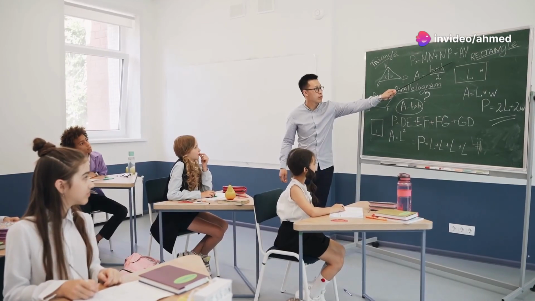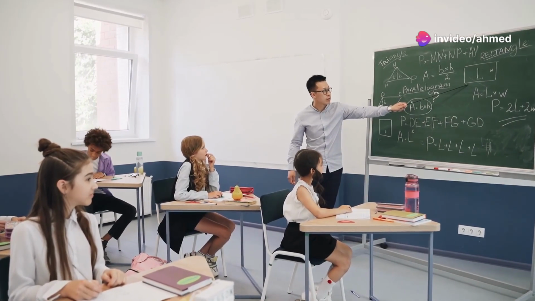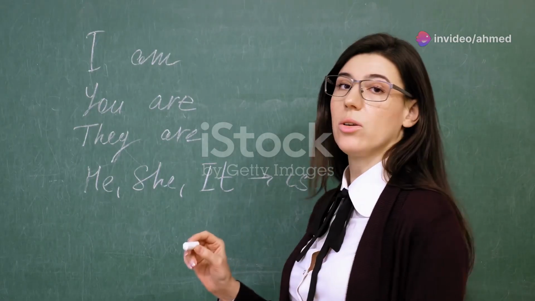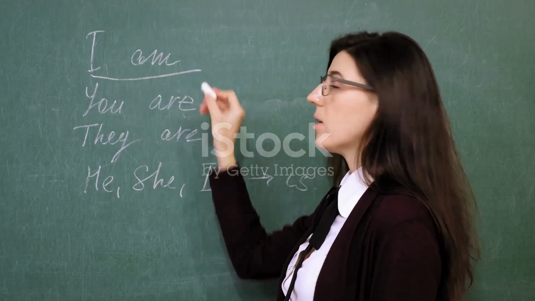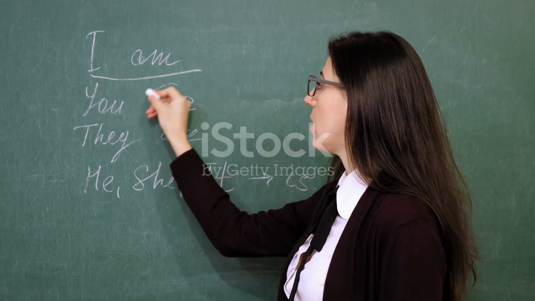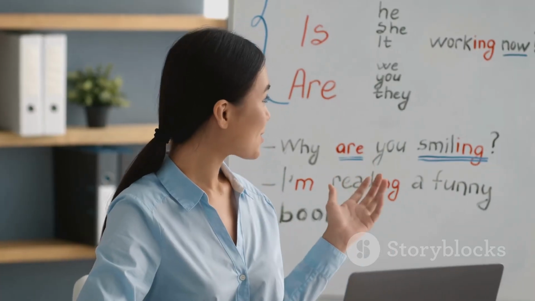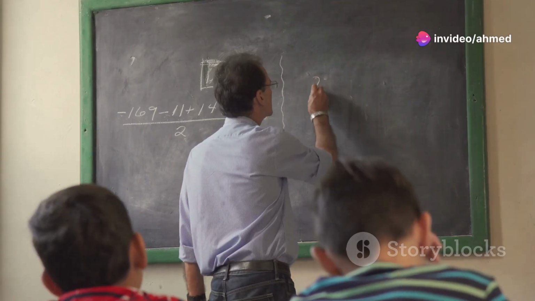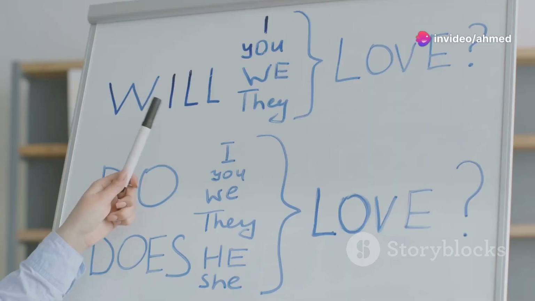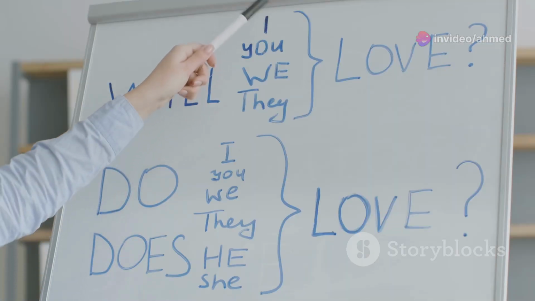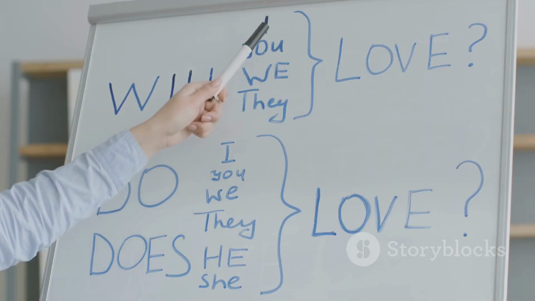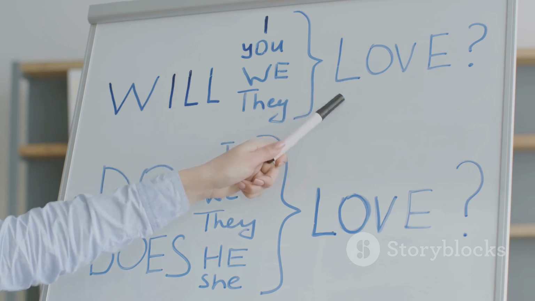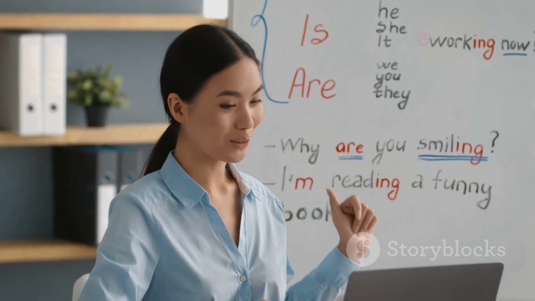Our first stop is the simple future tense. This is your go-to tense for general predictions and expressing things you think will happen. The formula is simple: will plus base verb. For example, it will rain tomorrow. You don't need any fancy grammar rules here, just will and the base verb, rain. Easy, right? Here are a few more examples.